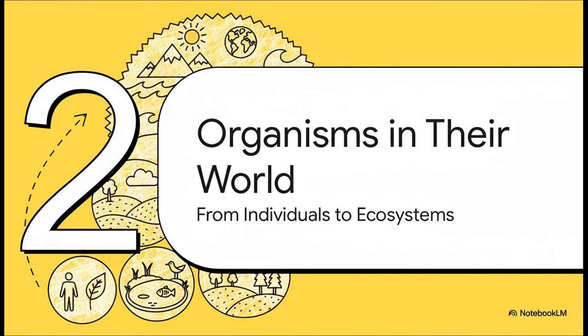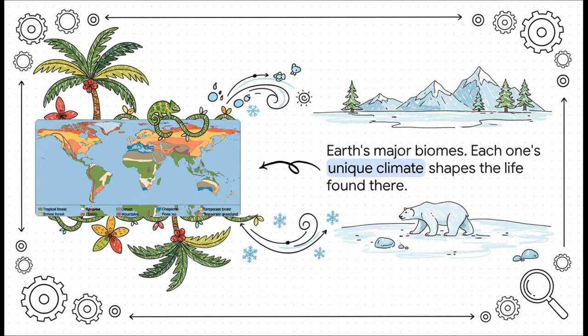Okay, so once we've got a handle on the machinery inside an organism, we're going to zoom out. We'll start to look at how all these living things fit into their bigger worlds, from their own little neighborhood all the way up to massive ecosystems. This map just gives you a taste of the incredible variety of environments on our planet.